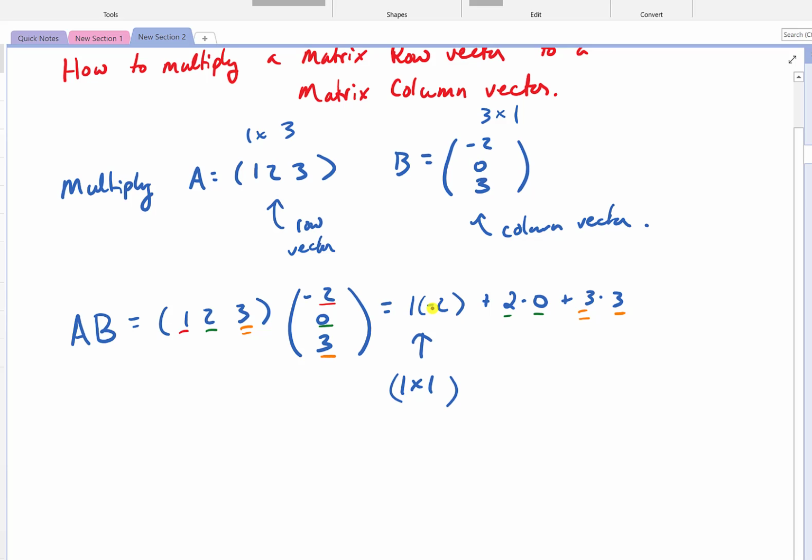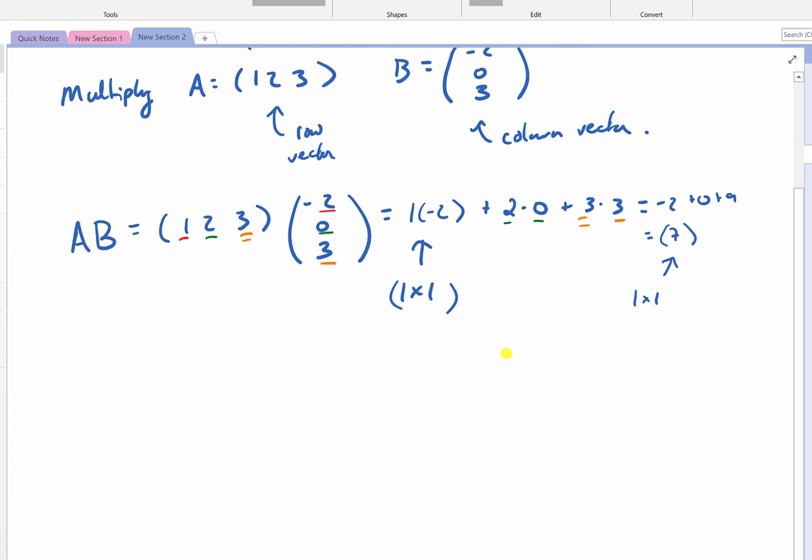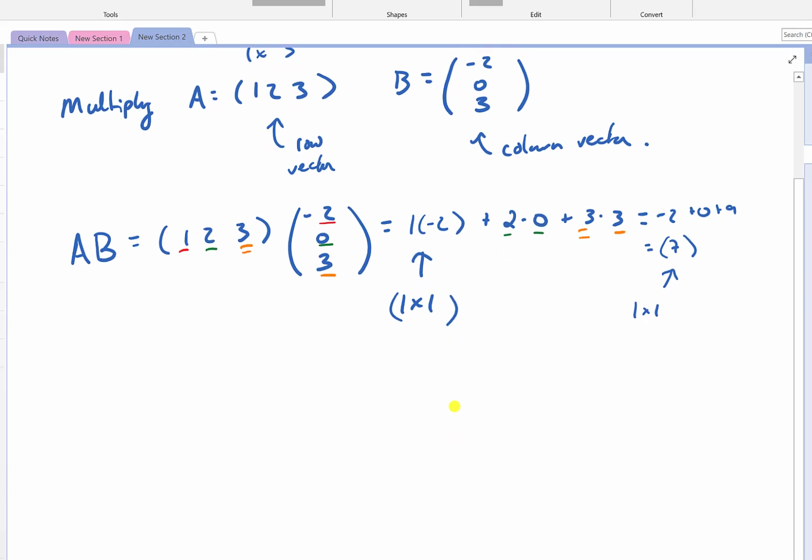If you notice, I'm multiplying entries together and then summing them up. So for those of you that have learned the dot product of two vectors, that's exactly what you did when you computed the dot product. Let's go ahead and simplify this. This would simplify to negative 2 plus 0 plus 9, which comes out to be 7. I want you to think about this: this is the number 7, but we could also think about it as the 1 by 1 matrix 7. Okay, so that's how we multiply a row vector to a column vector.